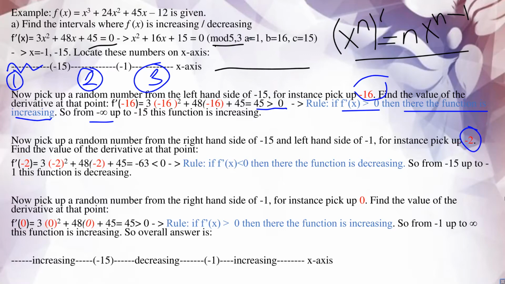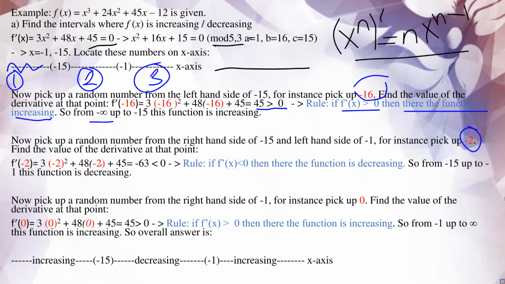As I told you, you can pick up minus 14 if you want, but it's just going to make your calculations more difficult, maybe. So I picked up minus 2. It's a small number, and it is in this interval. So I just take it and write it in the derivative. Okay? That is the derivative. So I write minus 2 there, the number that I picked up, in the derivative.